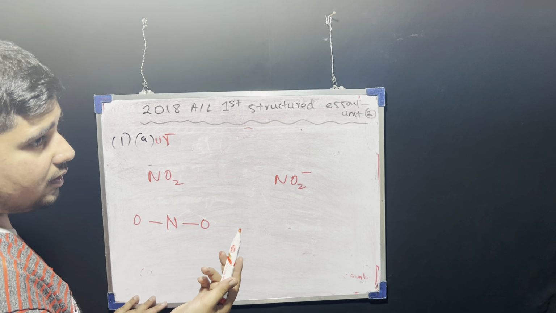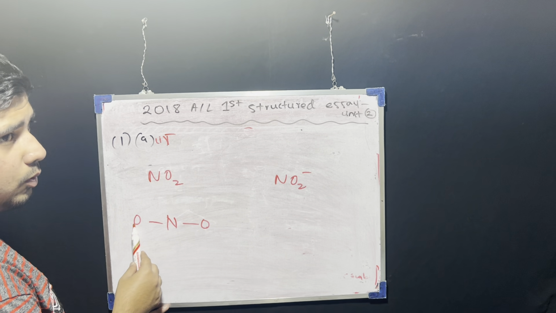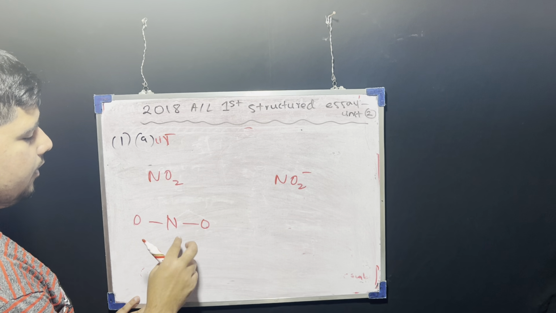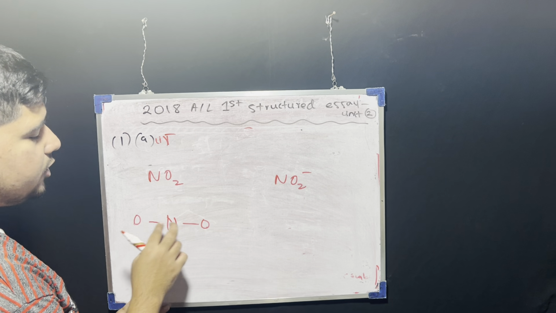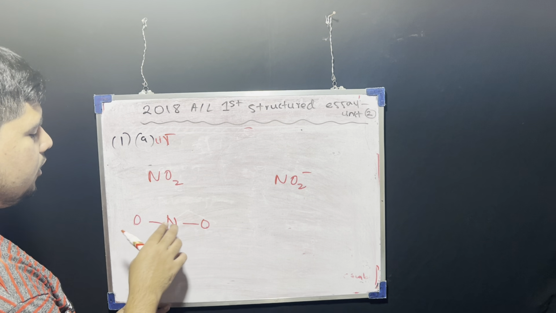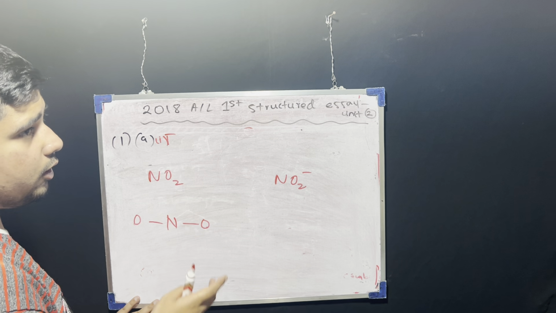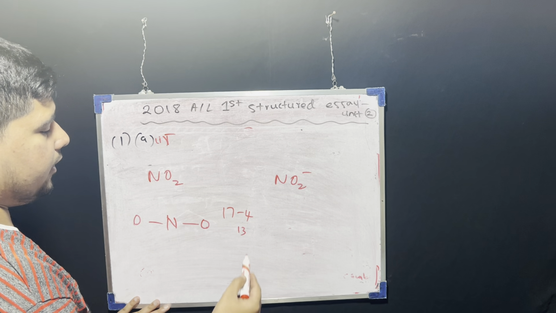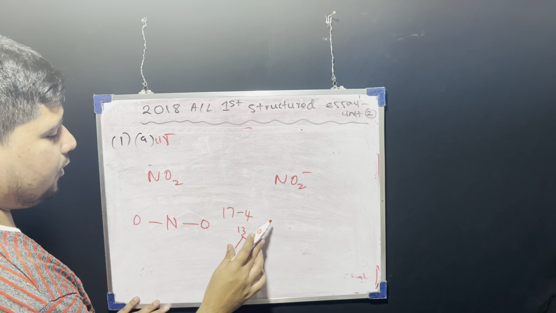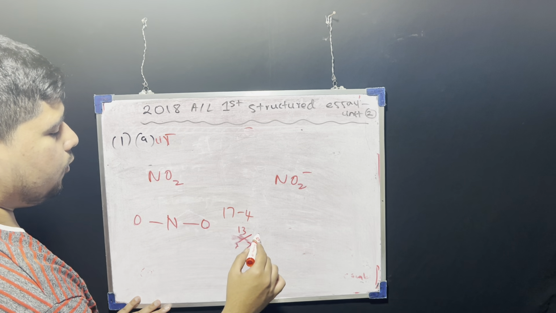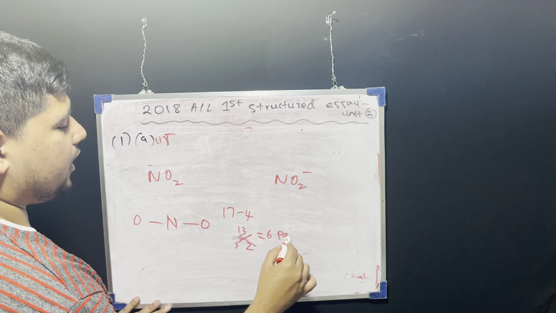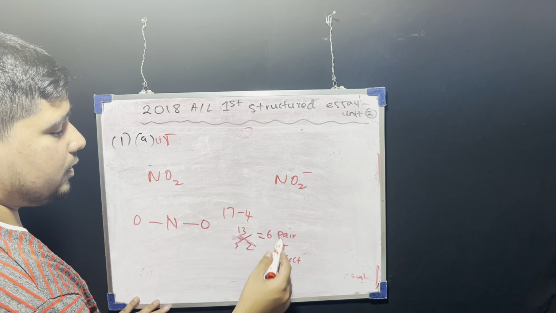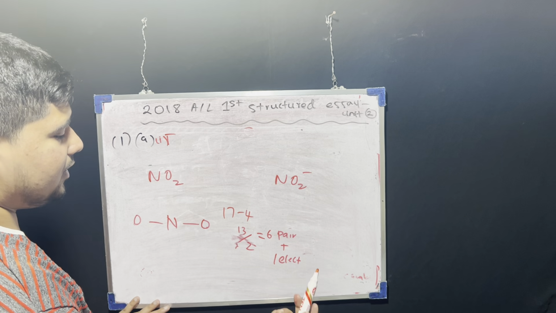How many total valence electrons are there? 6 plus 6, 12. 12 plus 5, 17. Now there are electrons in bond pairs, so you should subtract 2 plus 2, 4 electrons. From 17, if you subtract 4, you will get 13, right? What does this 13 mean? Let me divide this 13 by 2. You will get 6 pairs of electrons plus 1 electron. 6 times 2 is 12, plus 1 single electron.